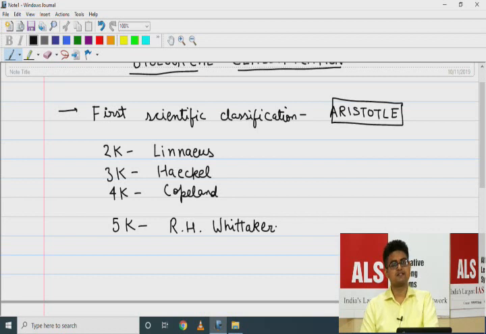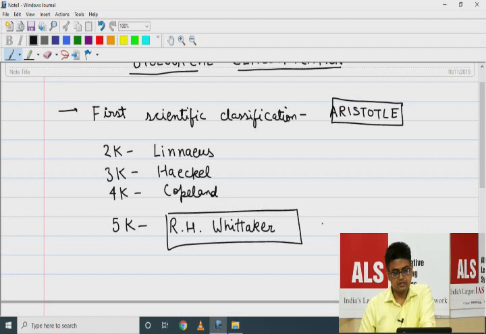So Whittaker had some criteria for the classification of organisms, and this we have already discussed, right? So you remember that? Whittaker had some criteria of classification, and I have given you the details. I hope you have done your homework. Whittaker's criteria are very important for your board examinations. We have covered this in the last class.